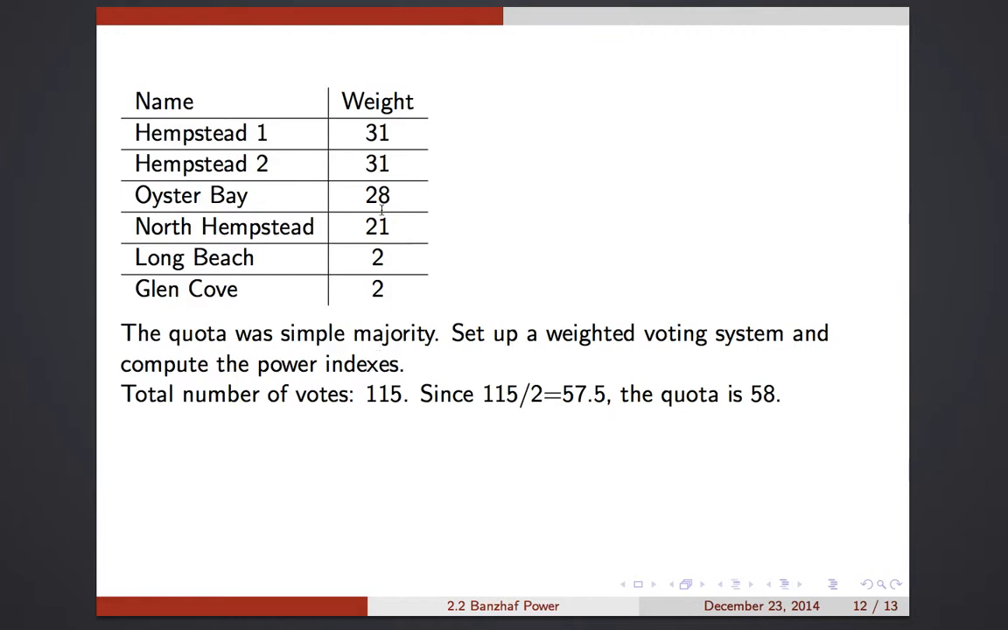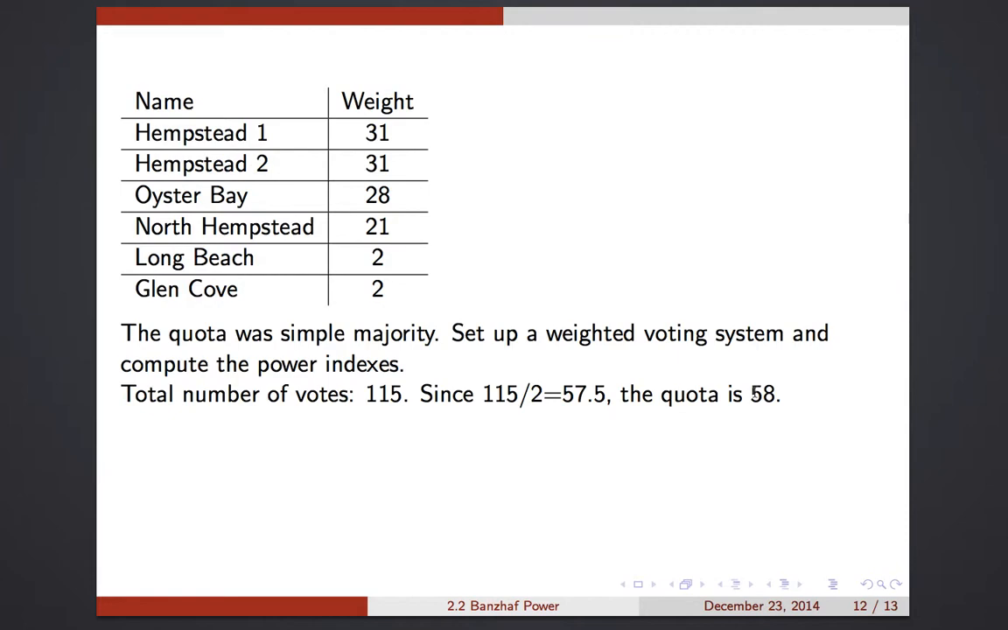And so notice that in the system, if you add 31, 31, 28, 21, 2, and 2, you will get 115. Since you're interested in a simple majority, you take that 115 and cut it in half, and you get 57.5. But remember, you can't have fractional amounts of votes, so the quota is 58. That's what a simple majority is in this system. Remember, you always round up if you get a fraction. So the quota is 58.